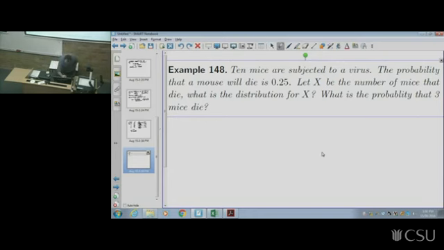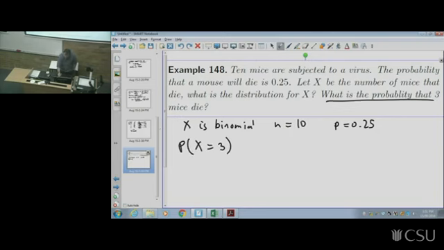So it's the same example as before. X is binomial, and for the distribution, since it's a really generic one, it needs two things, n and p. And we worked out these were 10 and 0.25 a second ago. So that's the same question. What we want to know is, what's the probability that the number of mice that die is 3? So what's the probability that 3 mice die? In terms of our notation, it's X equals 3.